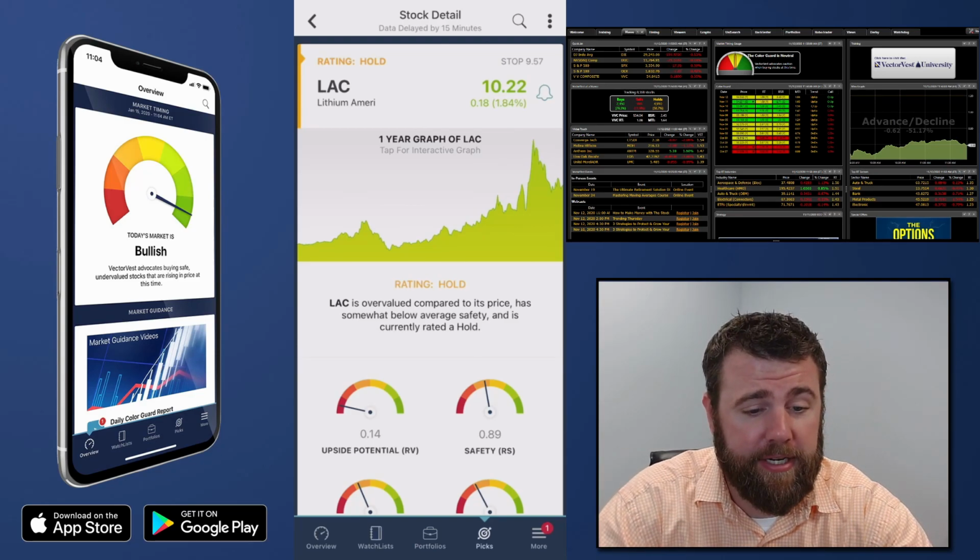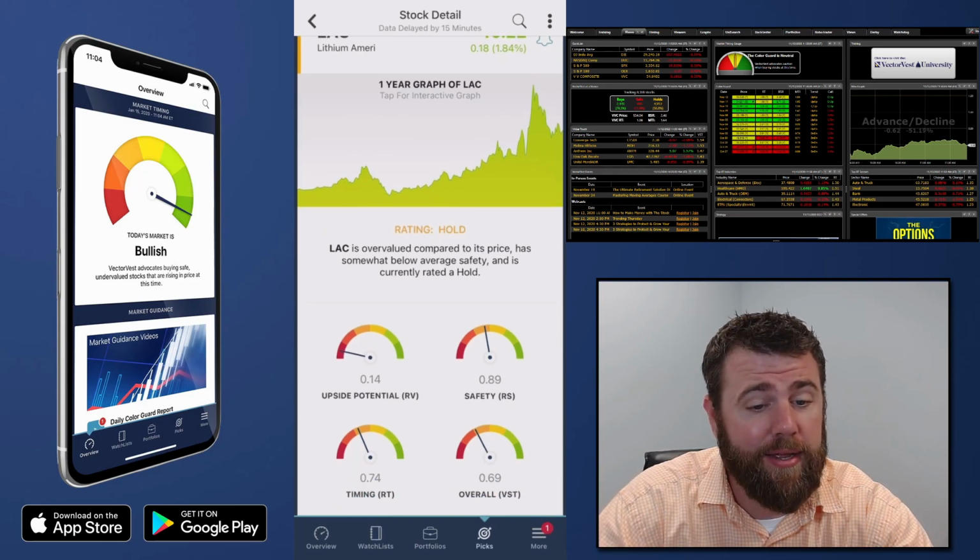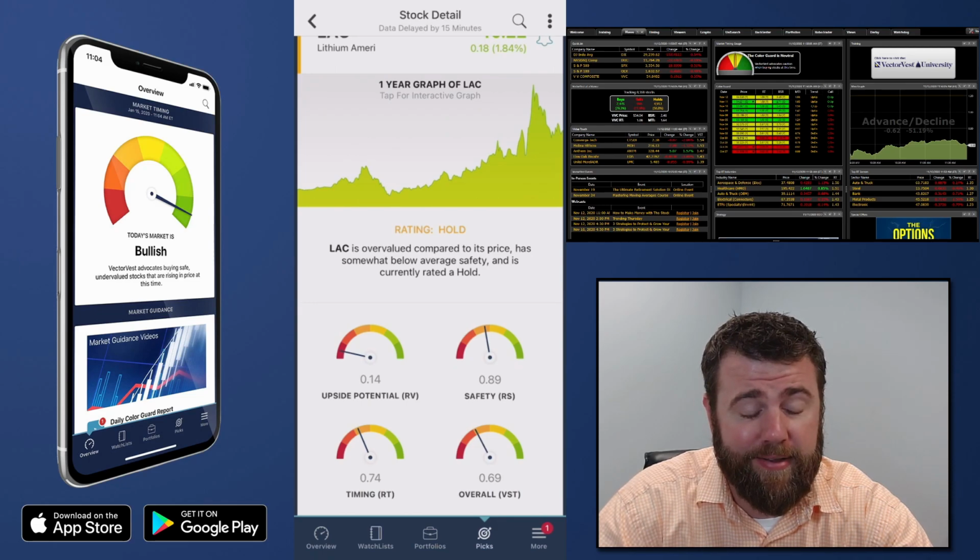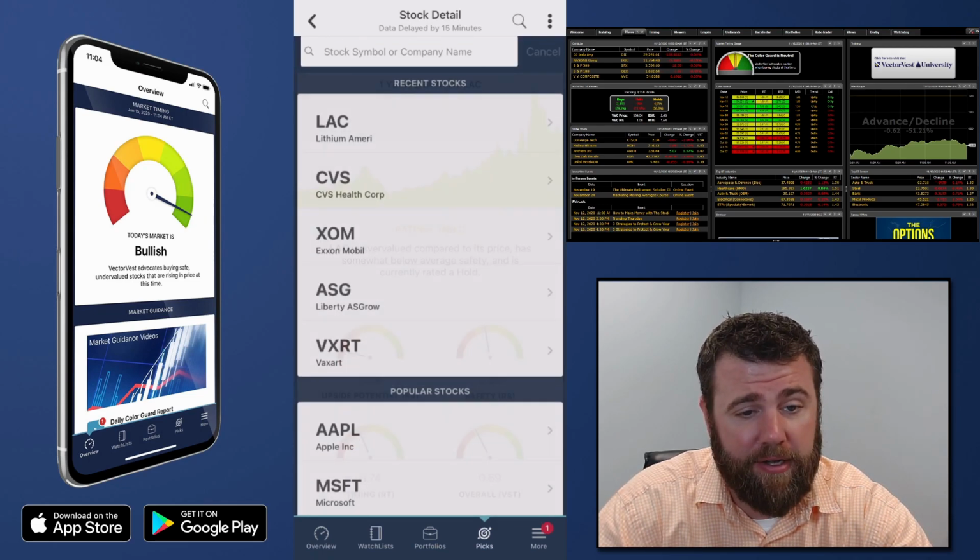LAC, poor long-term potential, a lot of risk associated with this stock. Timing is below 1, telling us it's in a steady decline. Therefore, the stock's definitely not favorable right now.